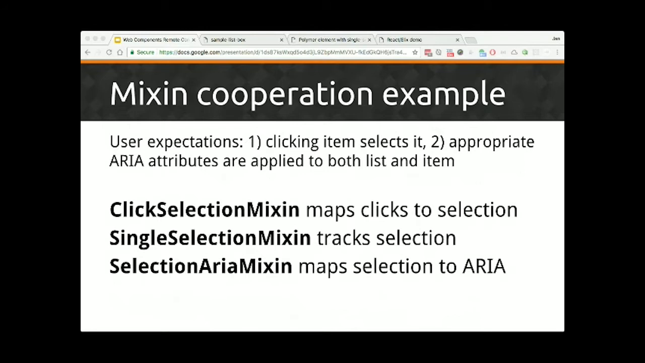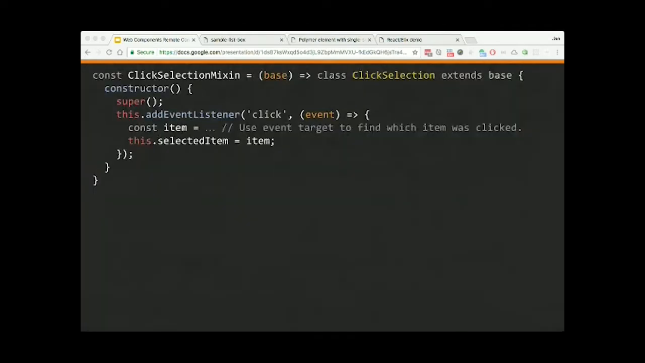The user is going to click on an item, and then in response, we want to remember which item they clicked on, and then we want to apply appropriate ARIA attributes to expose that selection to a screen reader. And we'll break that up into this particular set of expectations. We'll break up into 3 mixins. The first is going to handle clicks.